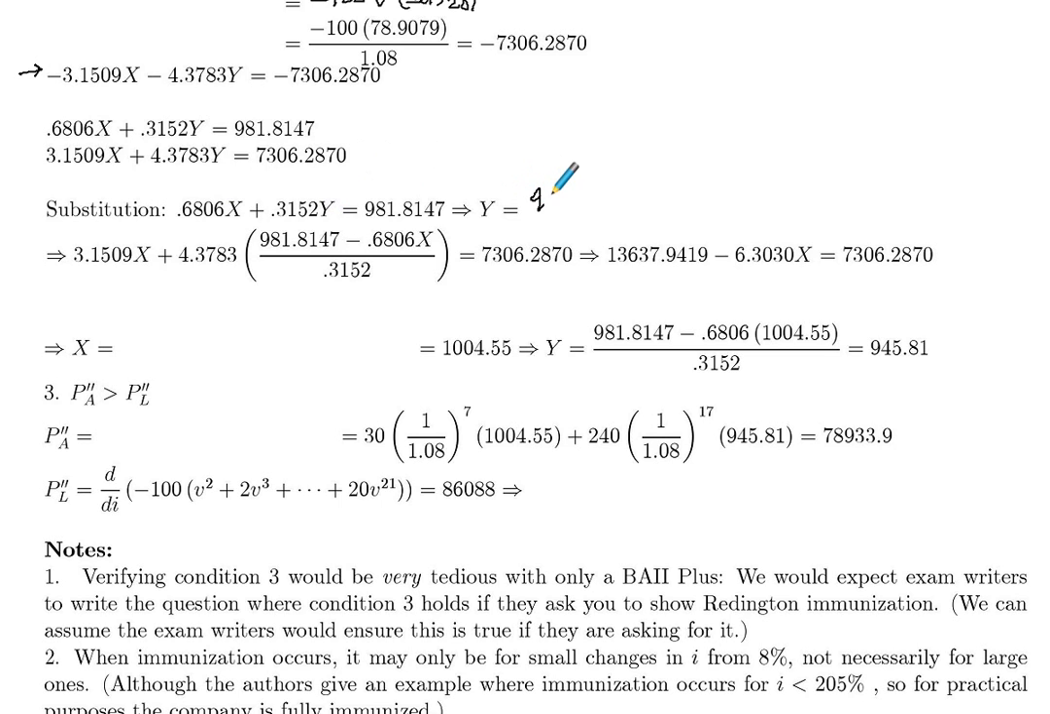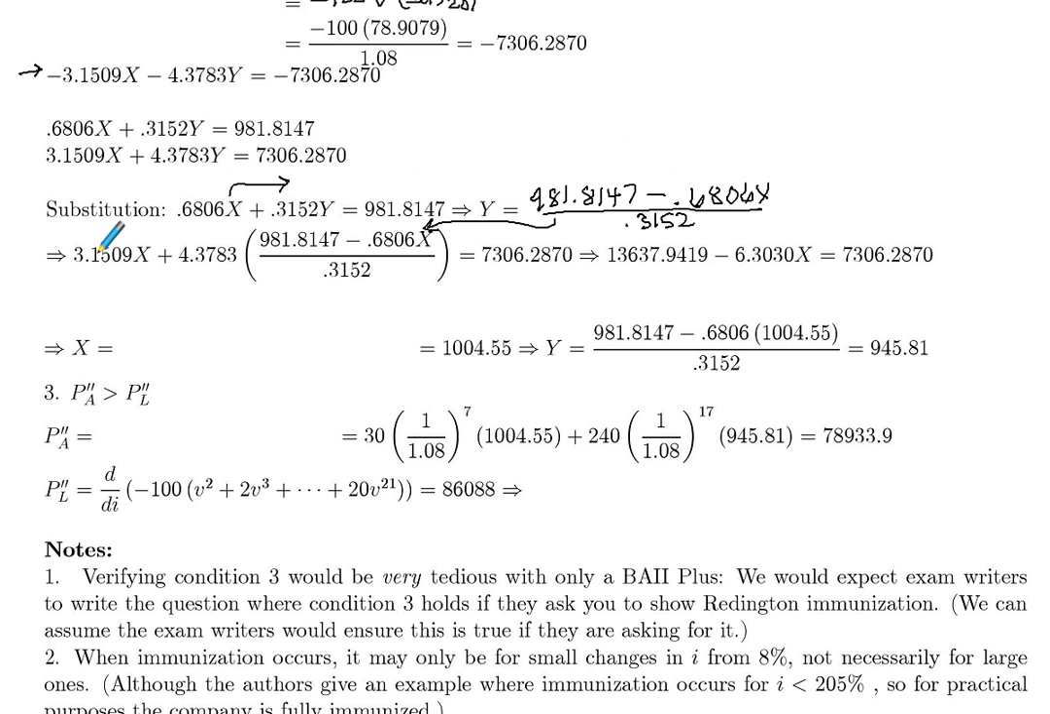So we'll have the 981.8147 on the right-hand side, minus this term will come over as a negative. So this guy's coming over, 0.6806x, and then that'll leave us the 0.3152y, and then divide both sides by 0.3152. So there's y solved in terms of x, and then we want to take this guy and plug it into the second equation. So the second equation, we want to plug in for y right here. We're plugging this expression in.